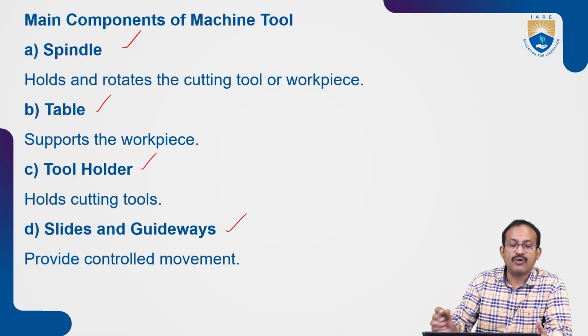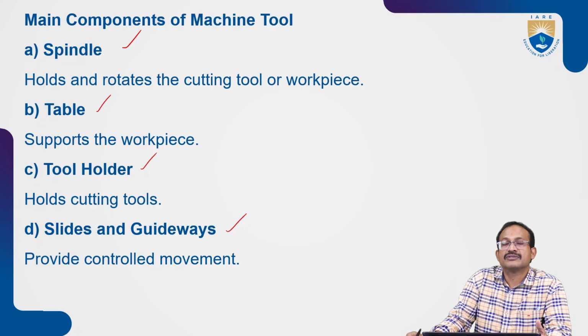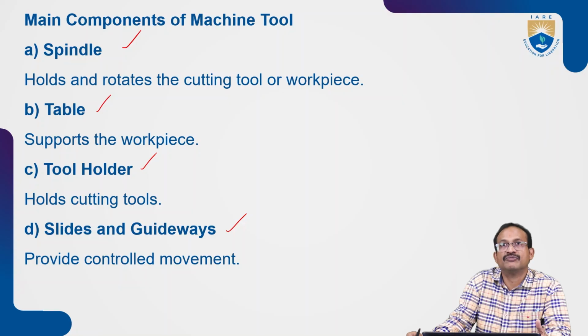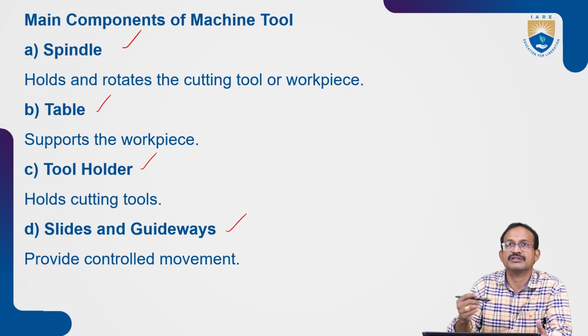Okay, spindle holds and rotates the cutting tool or workpiece. So don't think that always the workpiece will be held on a table and will not move or rotate. Usually in lathe machines the workpiece will rotate, and the cutting tool will be fed into it. But in order to make a hole in the workpiece by using a lathe machine, what will happen? Obviously, reverse.